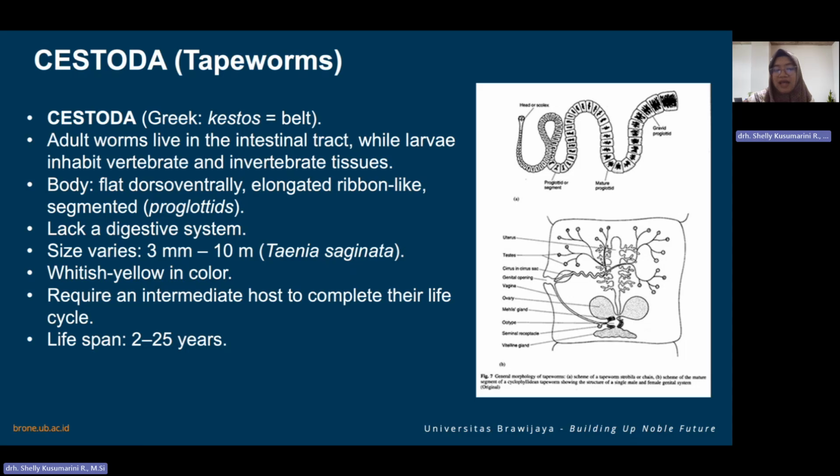And how about the size? They are 3 up to 10 centimeters, such as the tiny Taenia saginata. They have a long size and a reddish yellow color. And how about their intermediate host? Of course, to complete the life cycle, they require an intermediate host. And about the lifespan, the adult stage of tapeworms can live up to 25 years in the ileum of the definitive host.